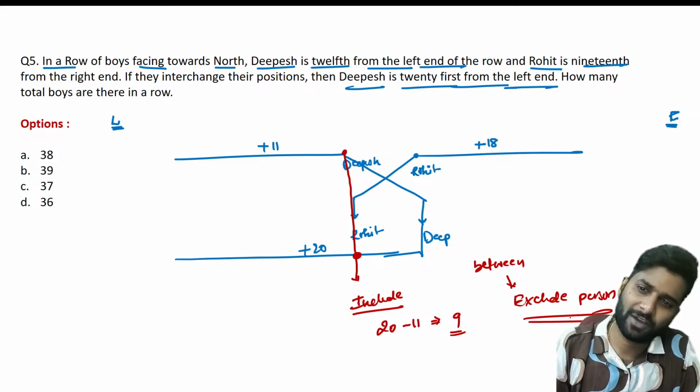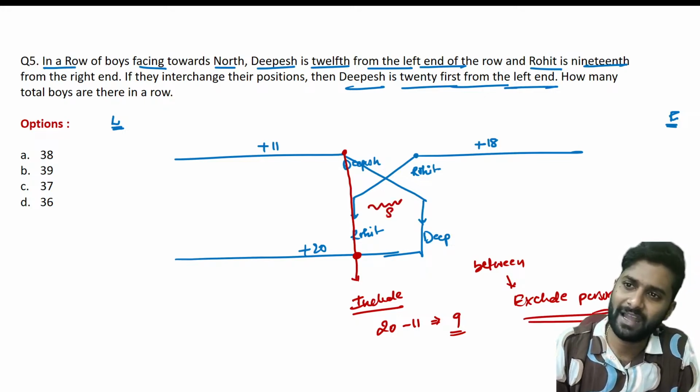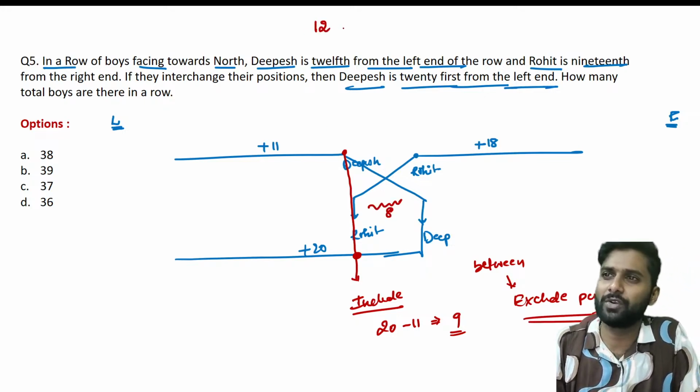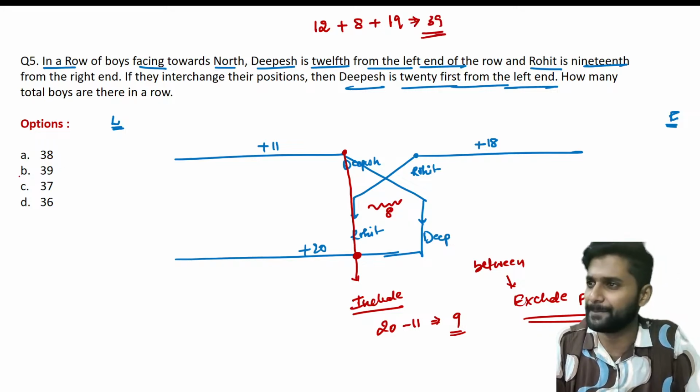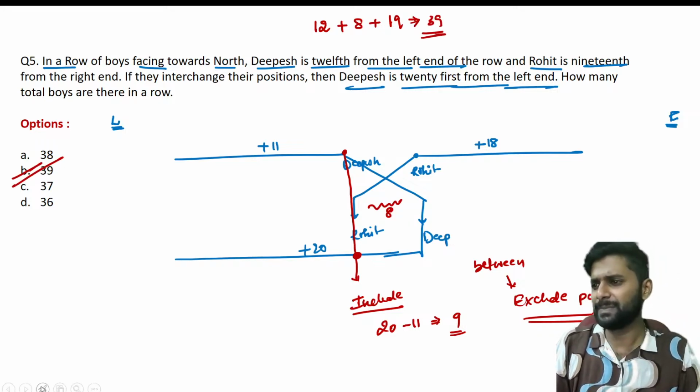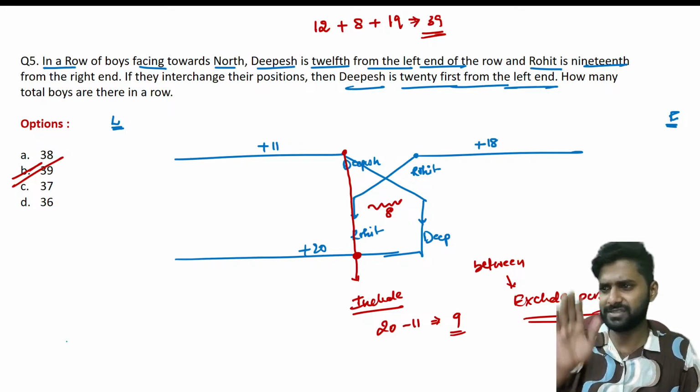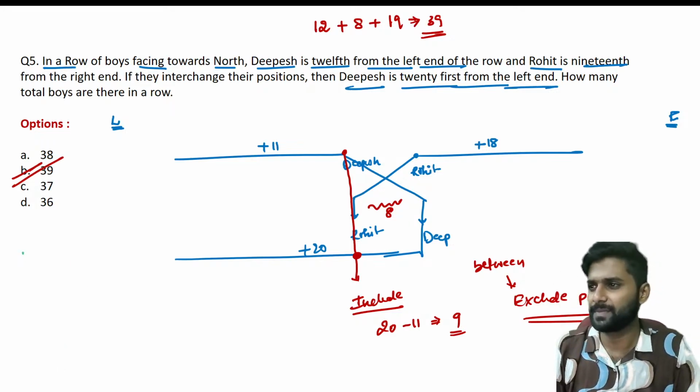Exclude that person. If you exclude that person, how many are there here? 8 people. Now the question here: including Deepesh 12, between is 8, including Rohit is 19. So the total number of people in a row is 30. Let's make it simple. Don't draw the diagram, just solve in this way, guys.